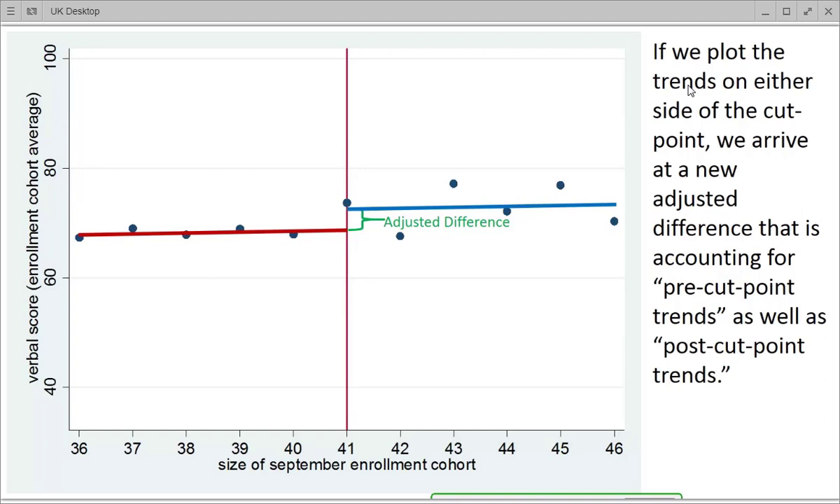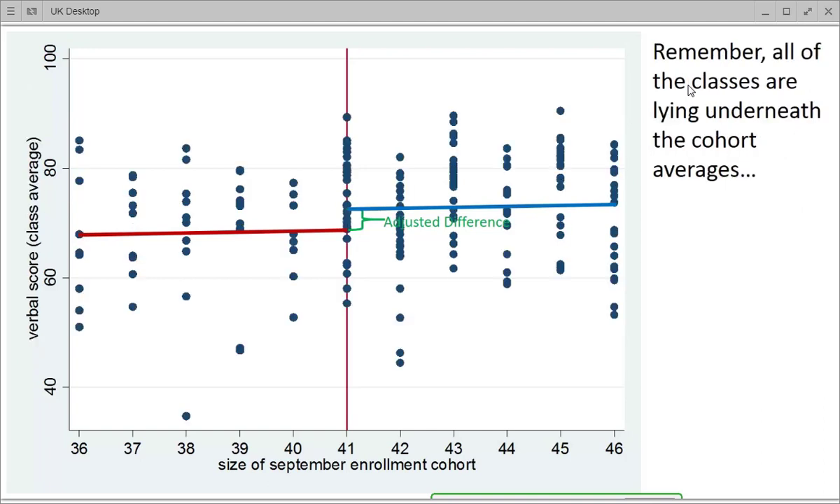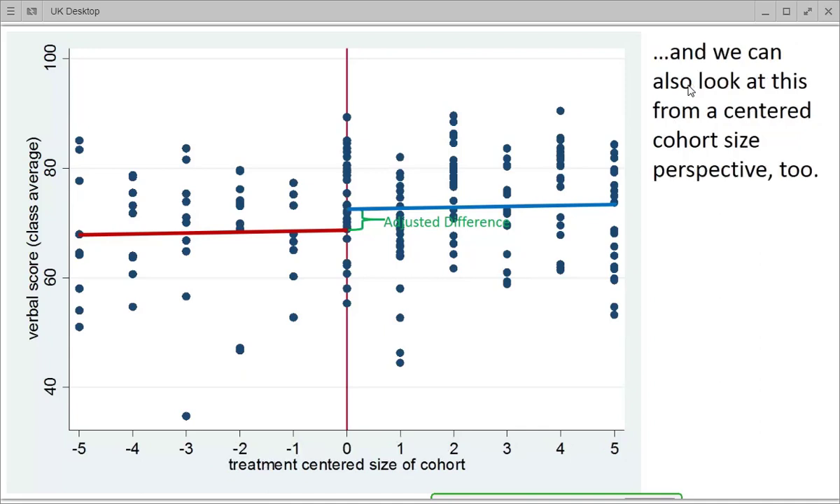So if we were to plot the trends on either side, the trend of the comparison classrooms and the trend of the treatment classrooms, we'll be accounting for these pre-cut point trends, post-cut point trends, and then the discontinuity, the difference at the cut point, represents the treatment effect. Remember, all the classes are lying underneath the cohort averages. I'm just showing you the individual condensed averages, and we can look at this from a centered perspective as well, where 0 is the cut point, and then we have progressively smaller and progressively larger cohorts.